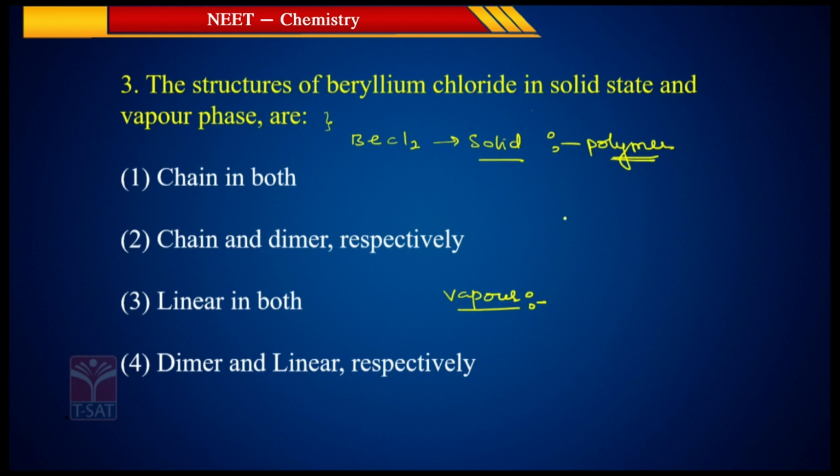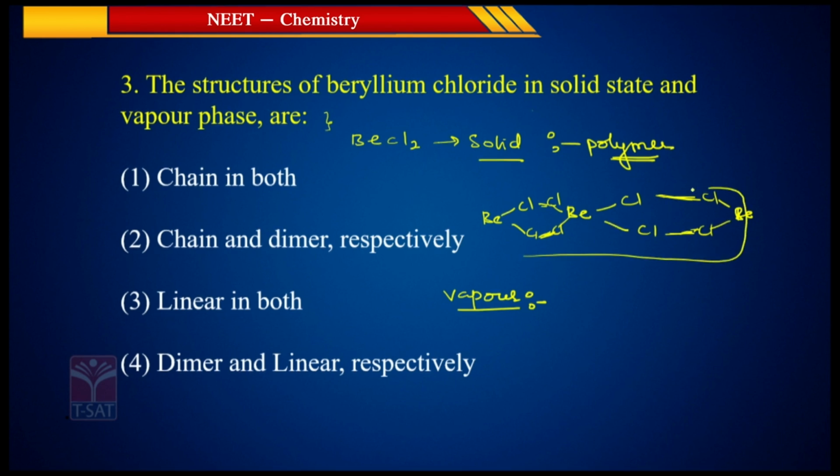It means it will be like this: Be, Cl, Cl, and you will have another Be here, Cl, Cl, here also Cl, Cl. So there is a bond between these two, and another Be like this, Cl, Cl. Like this, between two BeCl2 molecules, a bond is formed, right. So it exists as a polymer, and it will continue like this, here chlorine, here chlorine, here chlorine and here chlorine.